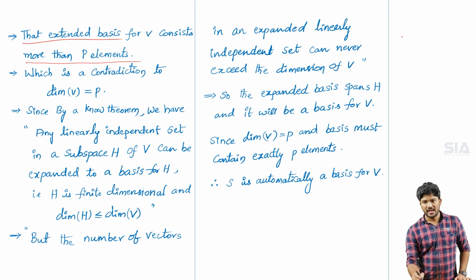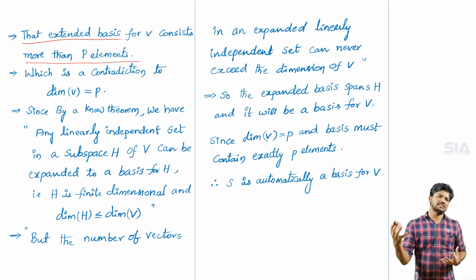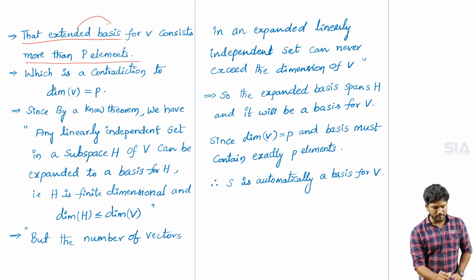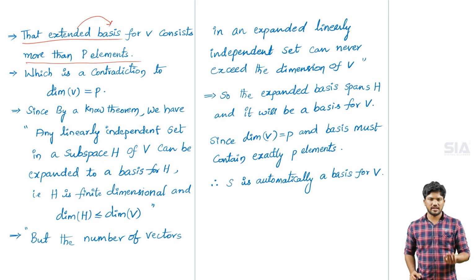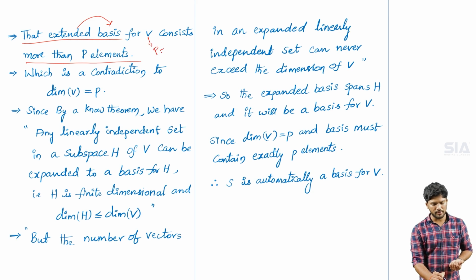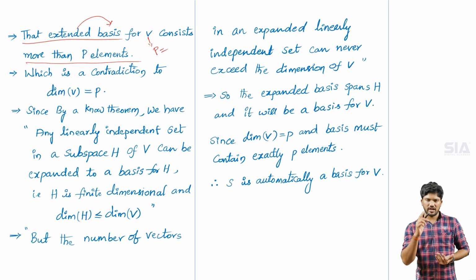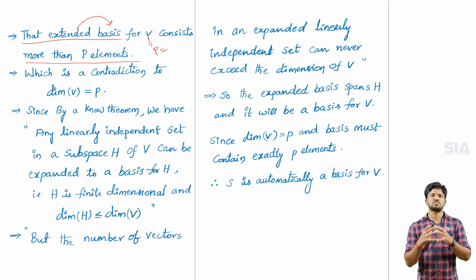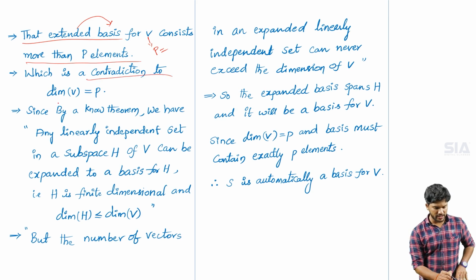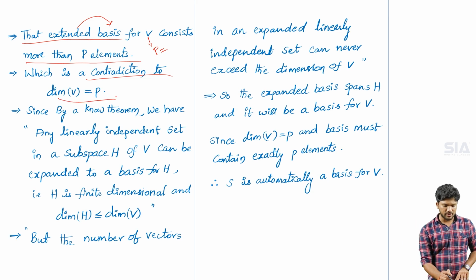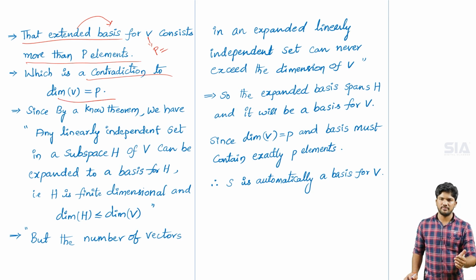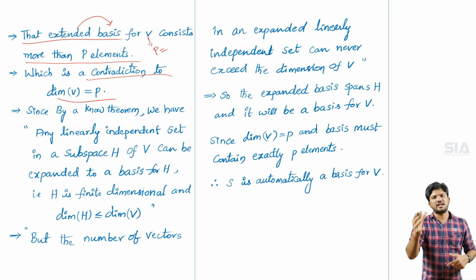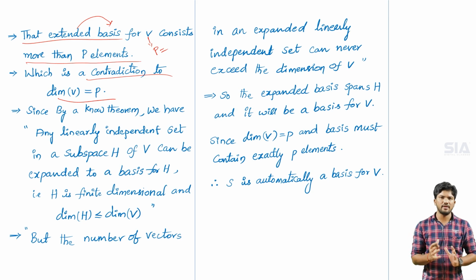That extended basis for capital V consists of more than p elements. That is, only if S does not contain enough elements to span capital V do we have the possibility to extend the set S. But the extended basis for capital V consists of more than p elements. Why? Because in capital V we have p elements only. In the extension, if you get at least one extra vector, then it consists of more than p elements, which contradicts the dimension of the main vector space capital V. The dimension of the vector space is p, but in the extension the number of vectors is increasing beyond the dimension. So this is a contradiction.